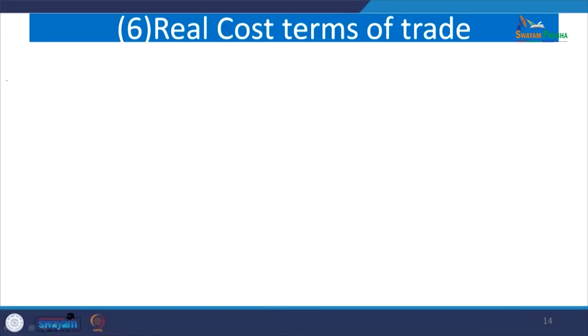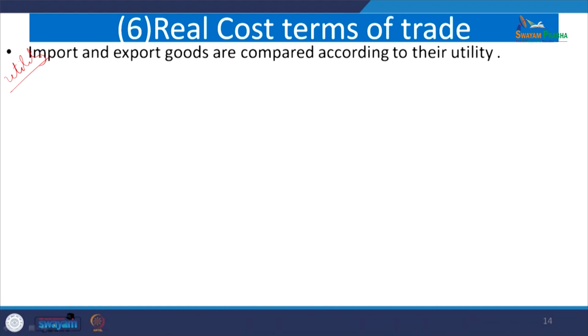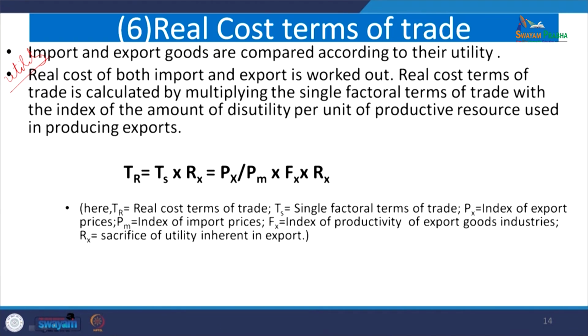Now, we are jumping into the methodology which is confined to the utility of the terms of trade, based on the utility pattern or the welfare out of it. So, what is the real cost of terms of trade? Therefore, the real cost as a term is defined. Import and export goods are compared according to their utility, as I just mentioned. So, the real cost of exports as well as imports is worked out.